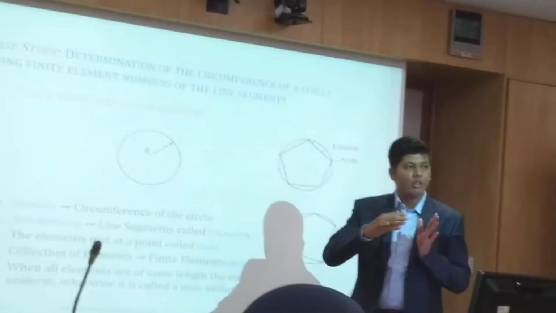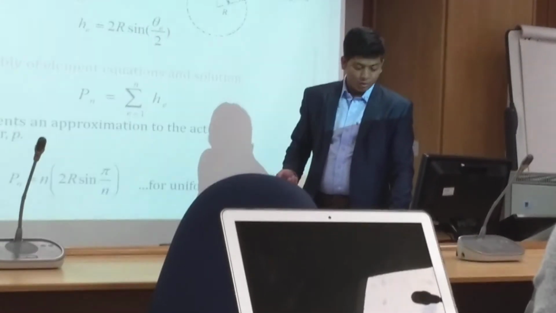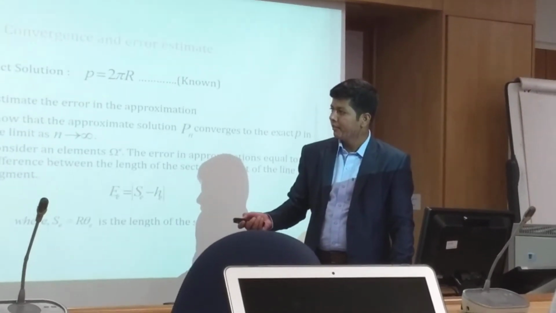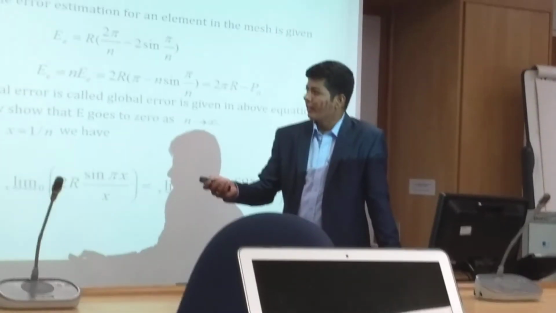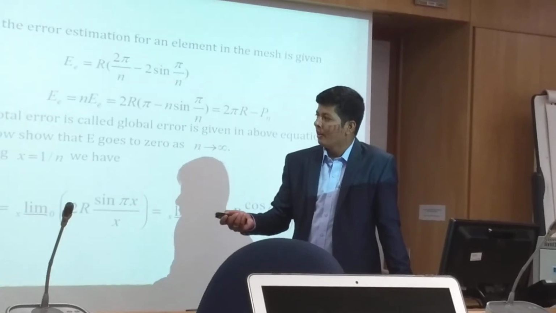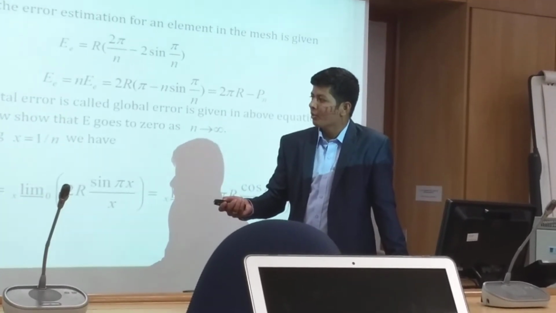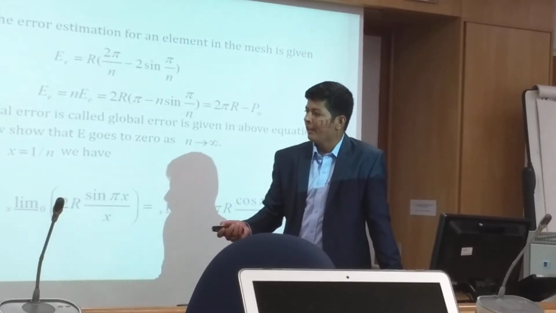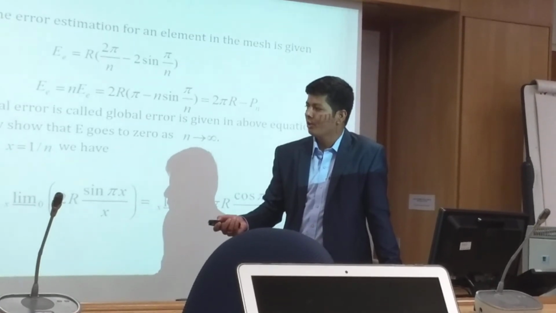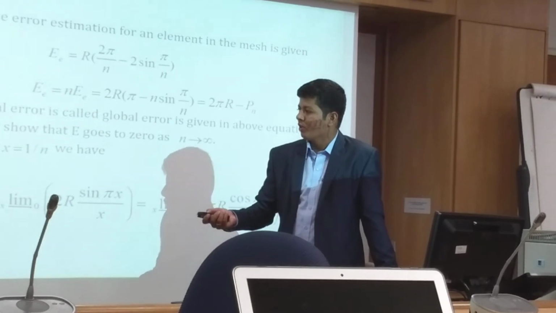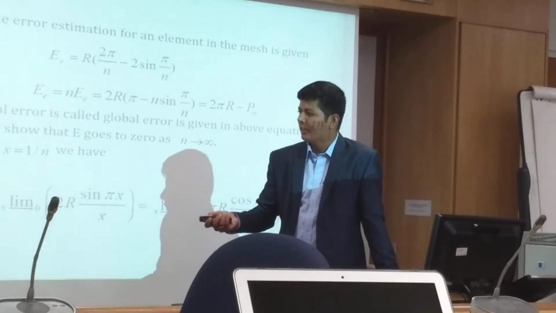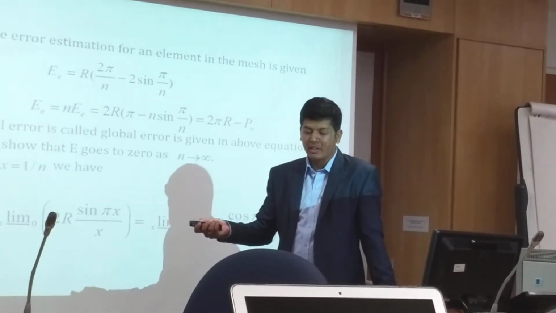Practically, it will take a long computation time. This problem has an exact solution, and this is the error. We can reduce it as n tends to infinity. The error is 2 pi r minus 2 r n times sine of pi by n. Mathematically, suppose x is 1 by n. The limit n tends to infinity means the limit x tends to 0. This is the 0 by 0 form, so like L'Hospital, we take the derivative of numerator and denominator, and we get the exact solution.